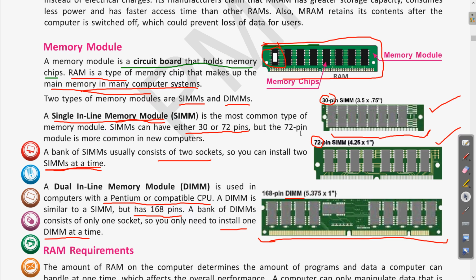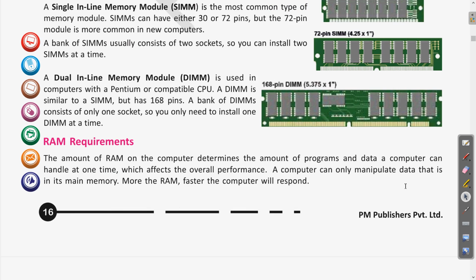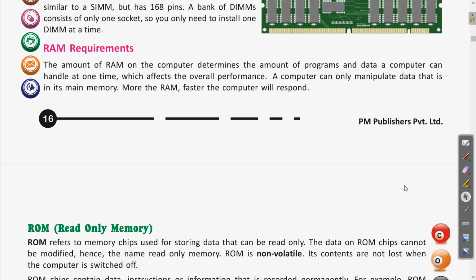Okay, so we have seen what exactly a memory module is, what a single inline memory module is, what a dual inline memory module is, and that the number of pins is more important in each of them. Okay, let us erase this once. Okay, so after that, in the coming class we will see about the RAM requirement and ROM.